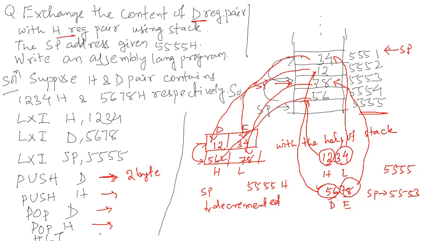So with the help of this program, what have we done? The content of the H register pair was 1, 2, 3, 4 and the content of the D register pair was 5, 6, 7, 8. Now the content of the DE register is 1, 2, 3, 4, whereas the HL register pair is containing the value 5, 6, 7, 8. So with the help of this program, the stack operation can be easily understood.